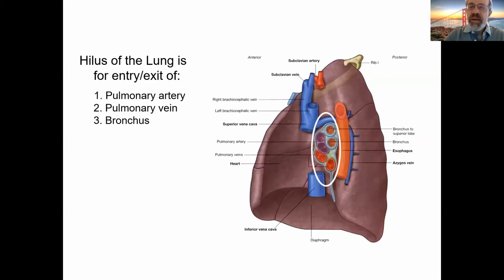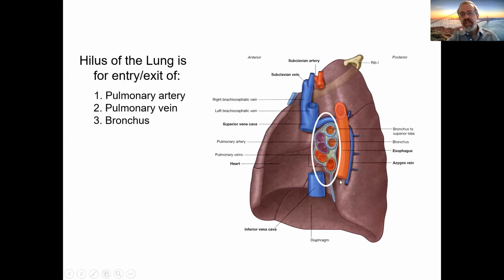So this is the hilum that I was talking about before. Here you can see in red, these are the pulmonary veins. In blue, we've got the pulmonary arteries, right? Actually, here are the arteries and here are the veins. Up here, we have the bronchi. Okay, so you can kind of see the makeup.